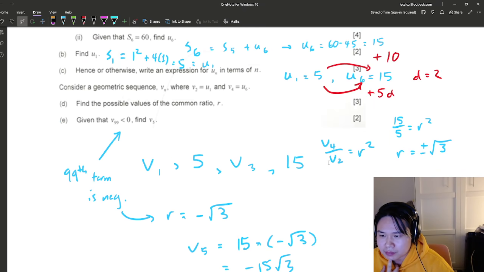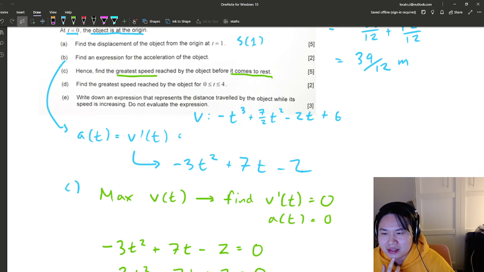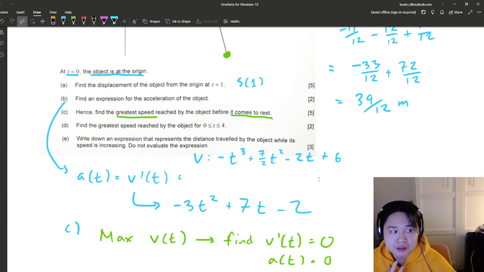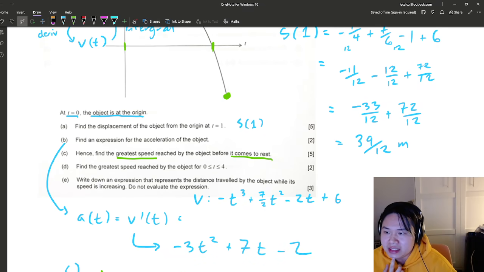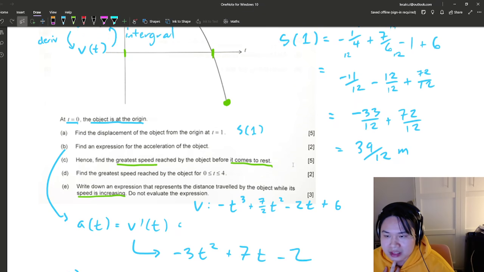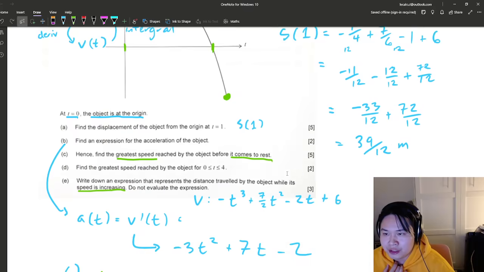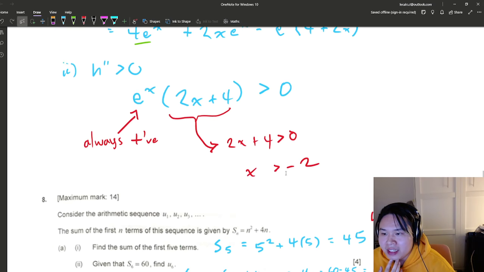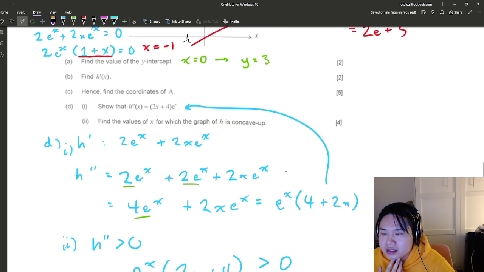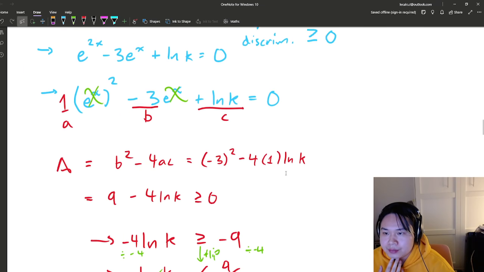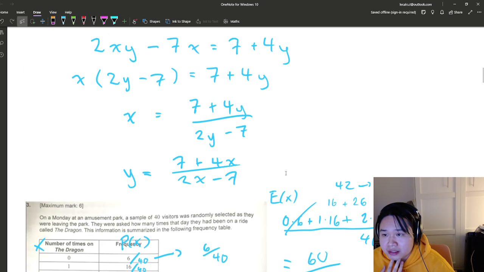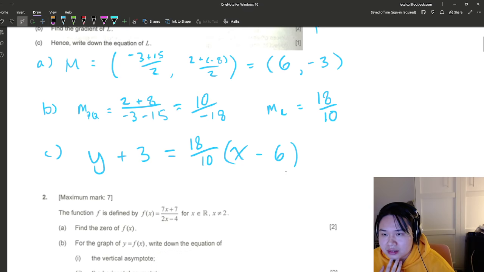So there's some tricky things, I think, but not too many. Overall, this paper is pretty straightforward. This one has some very interesting wording where you need to know your physics quite well, like speed versus velocity. But aside from that, it's pretty straightforward. I think that this is easier than last year's, to be honest. But there you go.